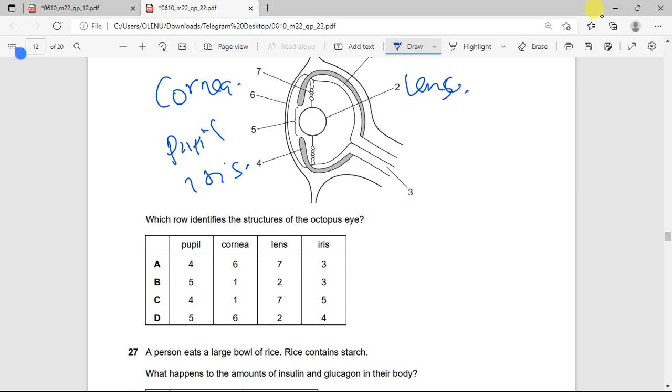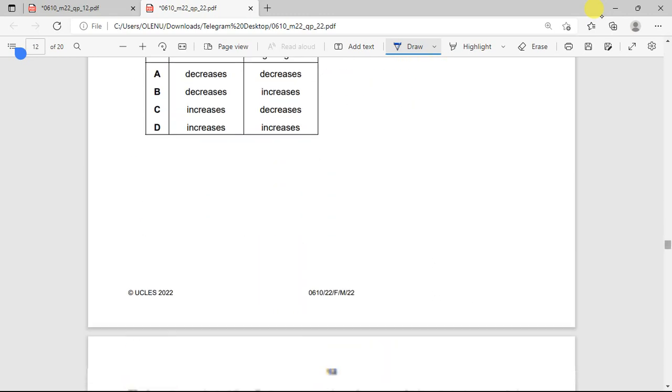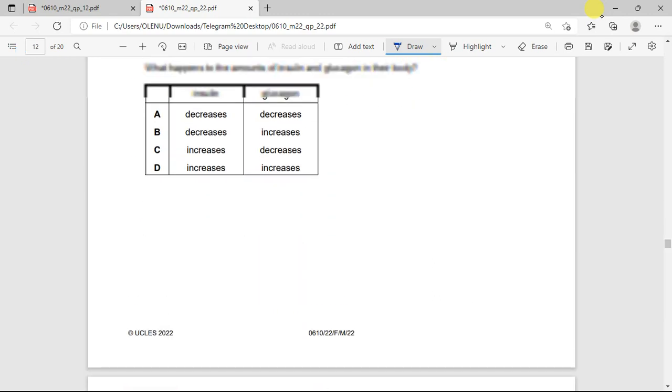So let's see, do we have any lens that is 2? Okay, so my answer is between B and D. What about cornea? Cornea is 6. Is there cornea here? 6. Obviously my answer will be D. Quick, you don't have to, but you need to be very careful not to make mistakes.